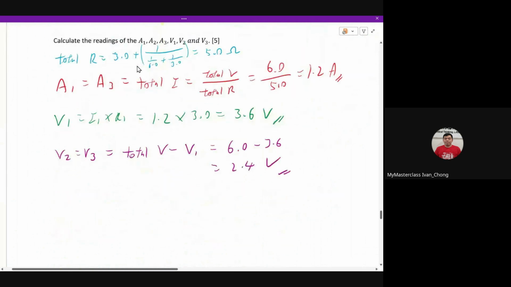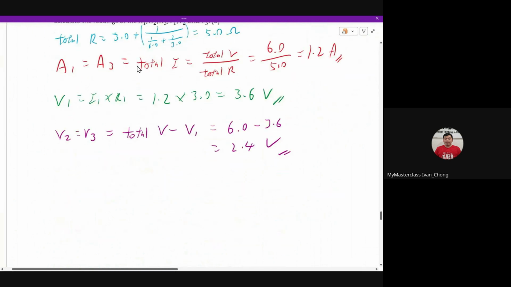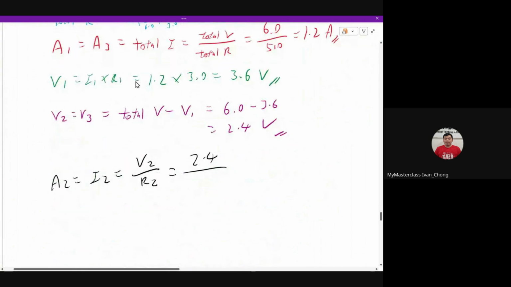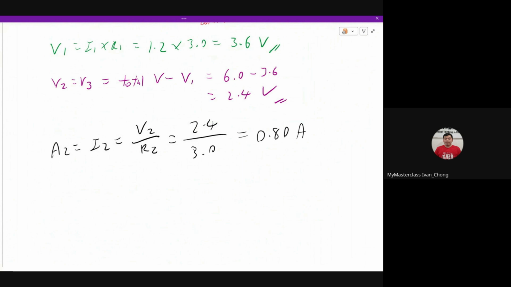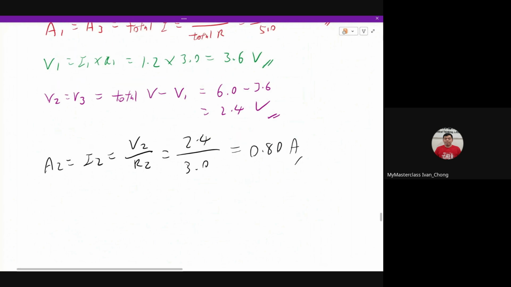Now A2 itself, right, is actually I2. So if I want I2, I need V2 and R2. So do I have V2? Yes, I do. Do you have R2? What's R2? Look up. R2 is 3 ohms. So 3.0. So 2.4 divided by this, if I'm not wrong, you should get this value. Okay, let me just double check. 2.4 divided by 3, 0.80. Yes. So you have solved all of your components.